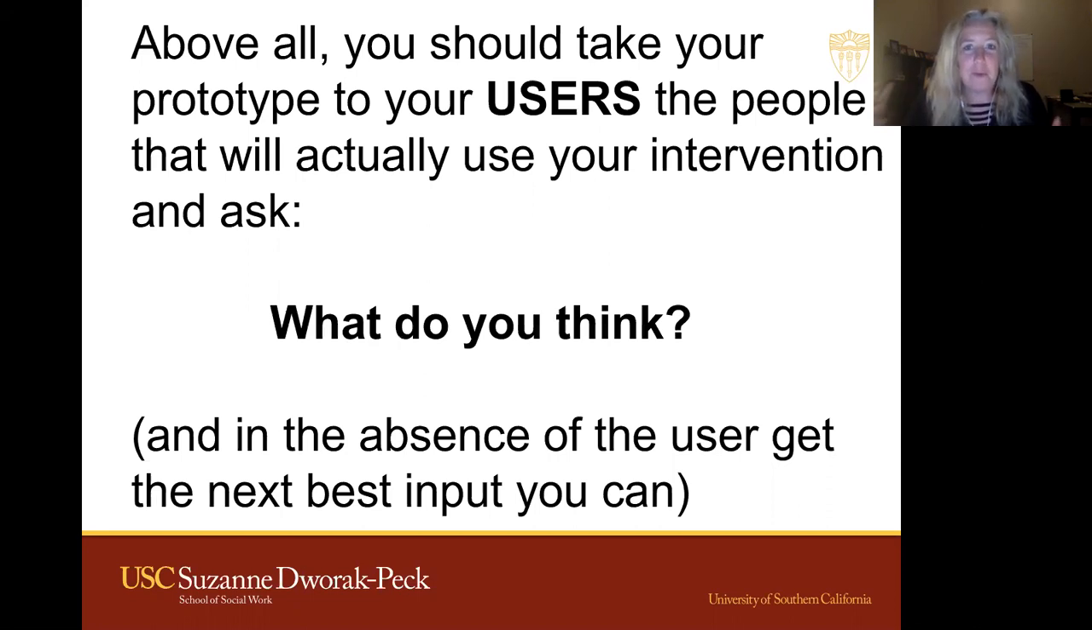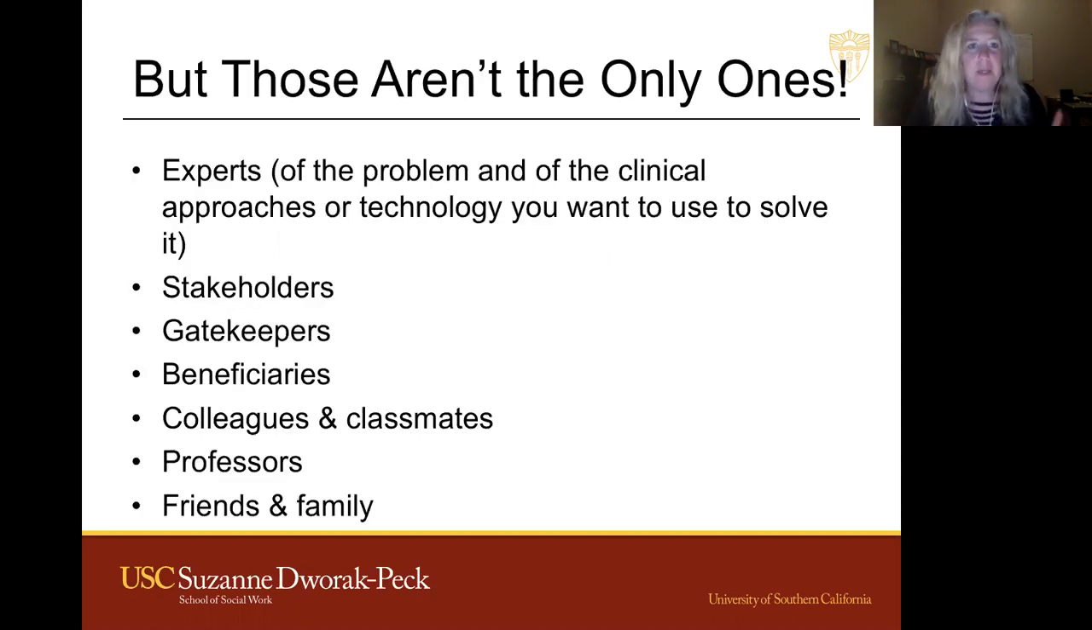So above all, the people we want to get in front of is, of course, our users. We want to understand how the people who are actually going to use the intervention in the field think about that project, think about the prototype, and what do they tell us about the project. Obviously, in a few cases, we haven't been able to get to our user, and in those cases, you really need to just find the next best input that you possibly can, people that are very familiar with the users, people that are experts about the problem. But there's another piece to this, right?